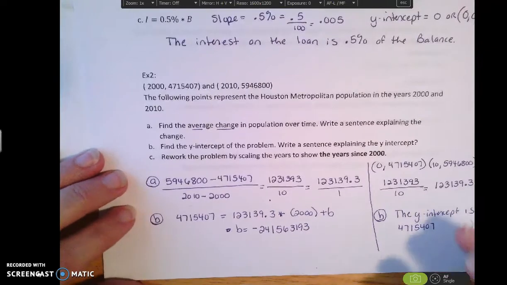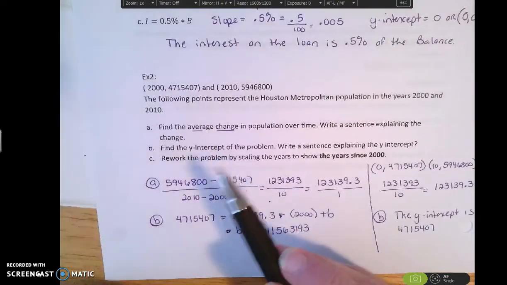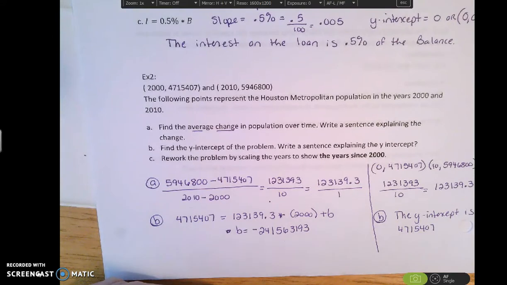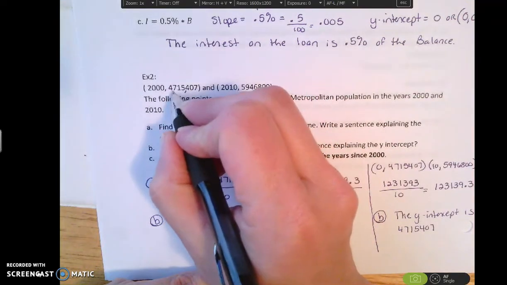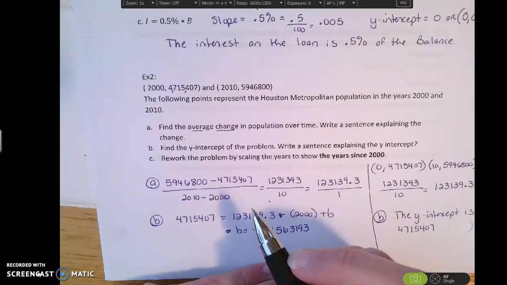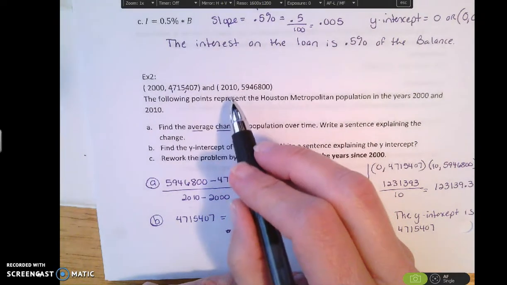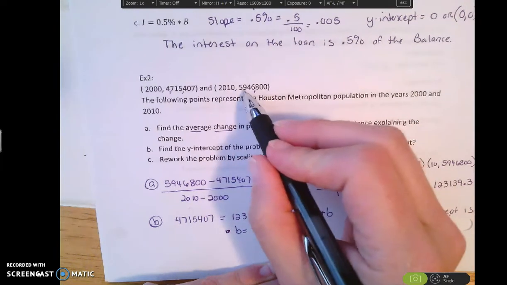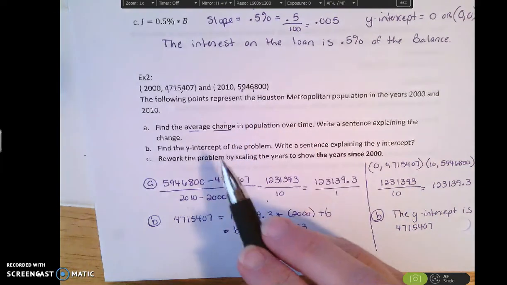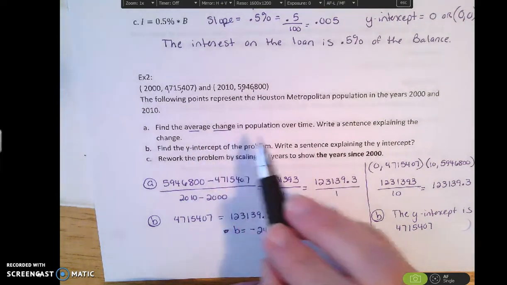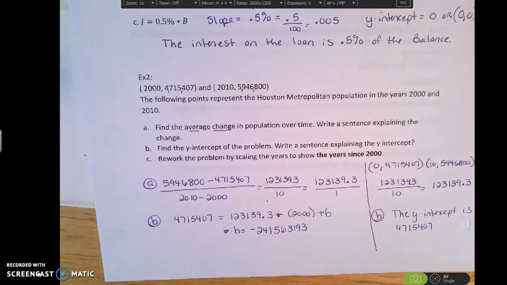All right. So here's an example, and we talked about this earlier. The information that you see here represents the population in Houston for the years 2000 and 2010. In 2000, the population in Houston was 4,715,407. In 2010, the population in Houston was 5,946,800. They want to know what's the average change in the population over time. So we want to figure out how much the population is increasing or decreasing every year.